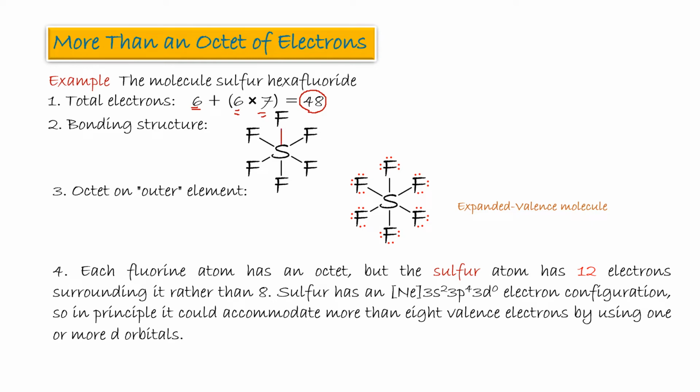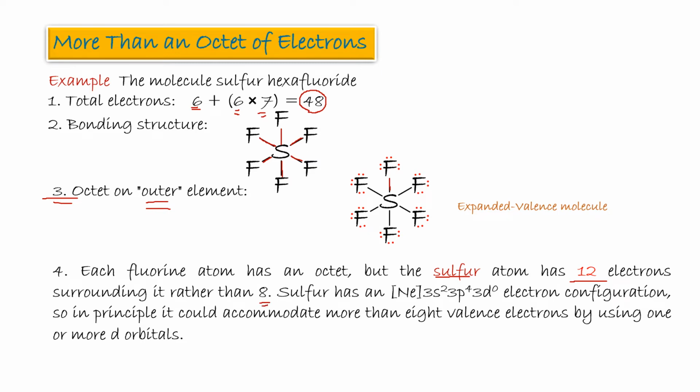So we have this structure: sulfur, single bond, single bond, single bond, single bond. Step number 3, give the octet to the outer element. So 6 for each, with these 2 electrons make every one of these 8 electrons. Each fluorine atom has an octet, but the sulfur atom has 12 electrons surrounding it rather than 8.